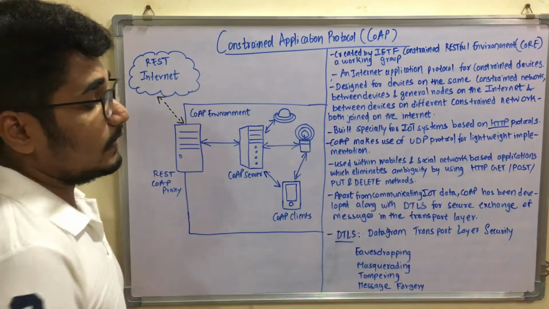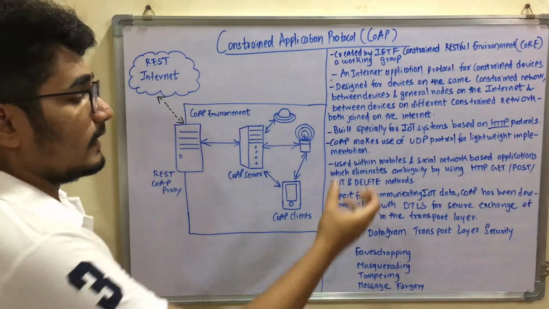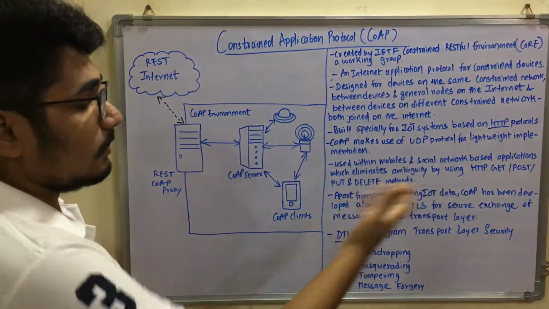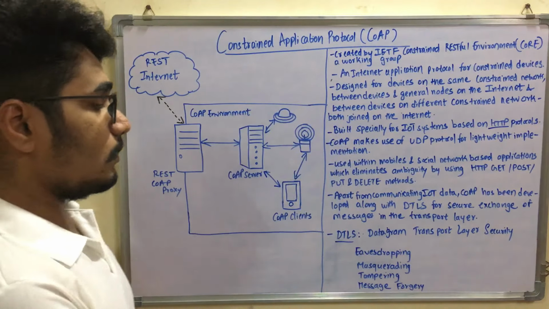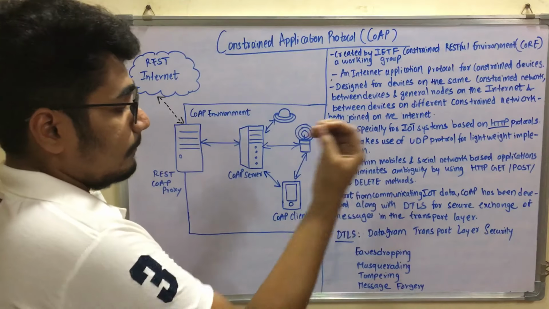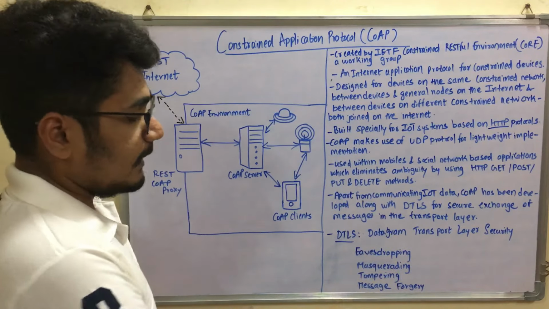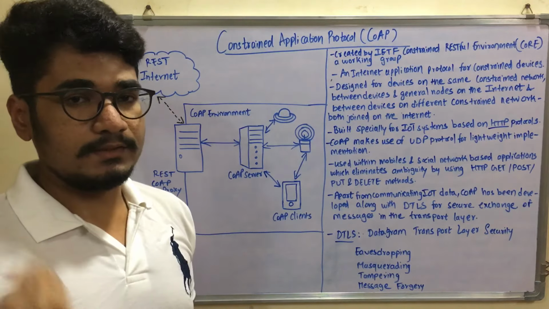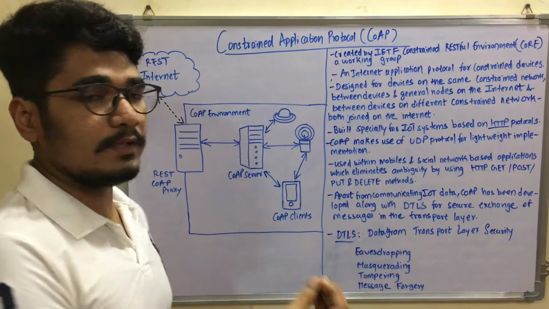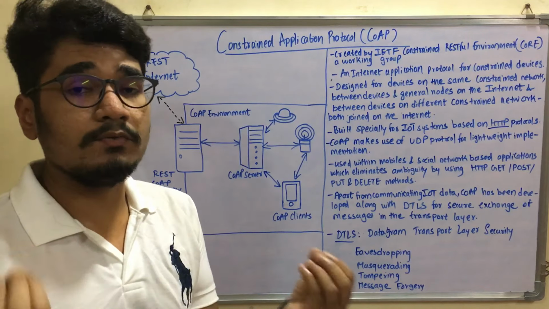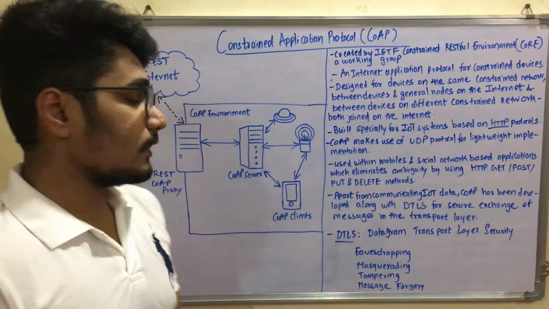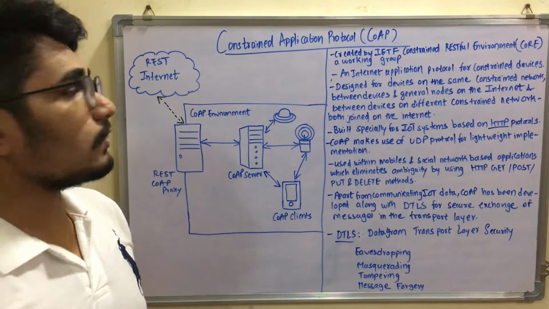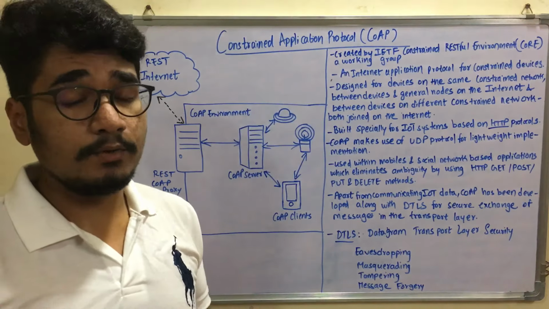So for that there is a DTLS layer, that is Datagram Transport Layer Security, for secure exchange of messages in the transport layer. What this does is it basically prevents eavesdropping, masquerading, tampering, and message or data forgery. These are some kinds of security attacks which organizations are vulnerable to, or while you work at home, or in any kind of environment which is bound in a constrained network. Well, that's all about this Constrained Application Protocol in IoT.